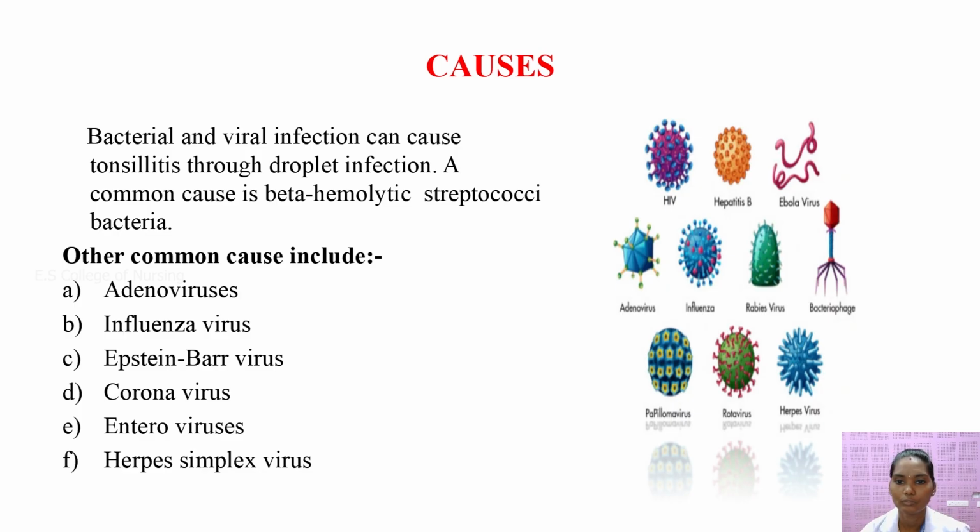Causes of tonsillitis: the major cause of tonsillitis is group A beta hemolytic Streptococcus bacteria. It is one of the major causative organisms for developing tonsillitis, and viruses are also responsible. Adenovirus, influenza virus, Epstein-Barr virus, coronavirus, enterovirus and herpes simplex virus. These are all the viruses that cause tonsillitis.